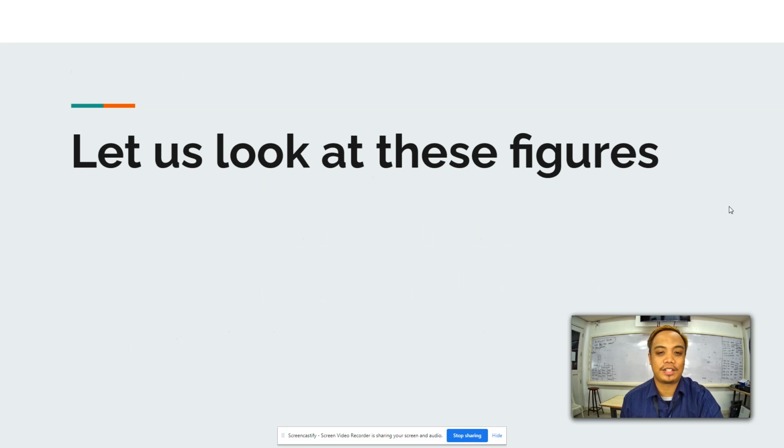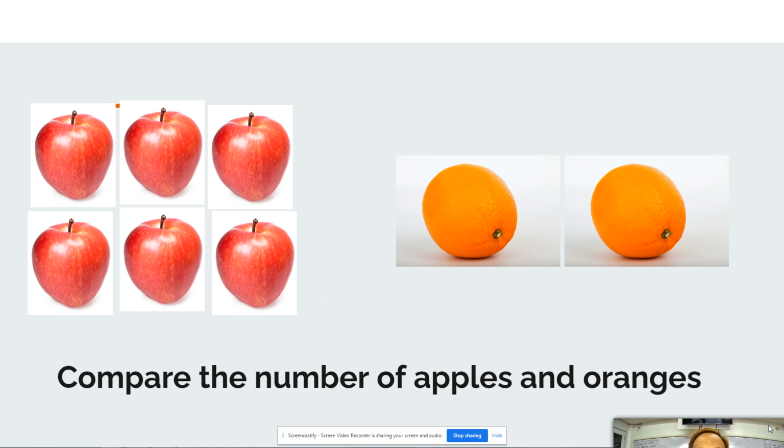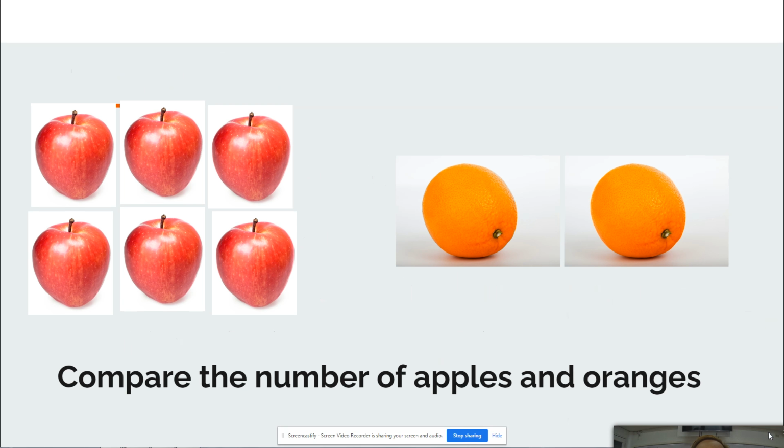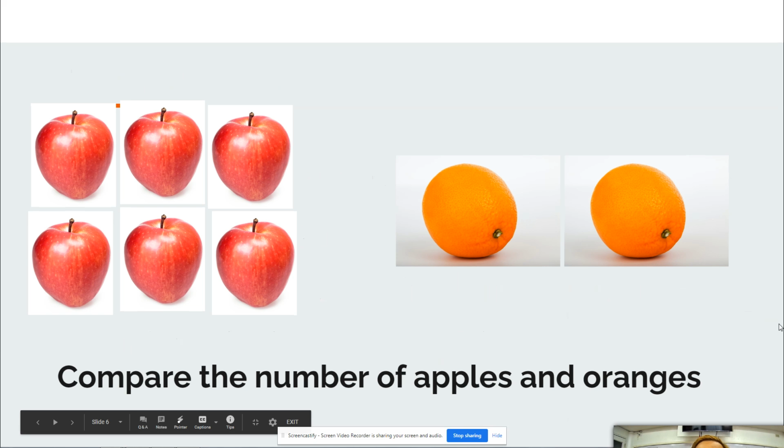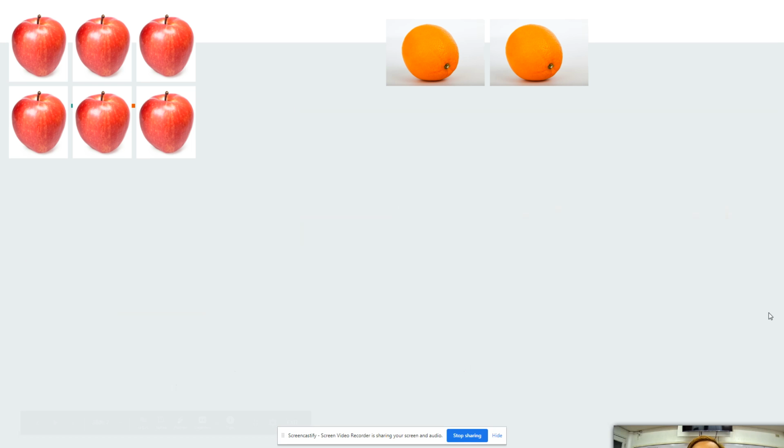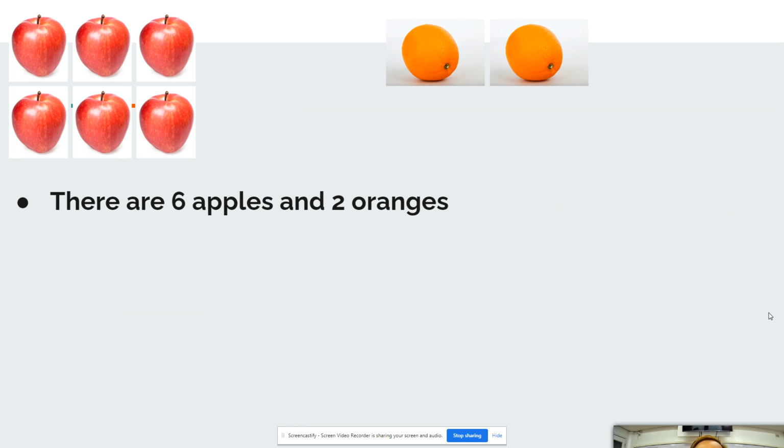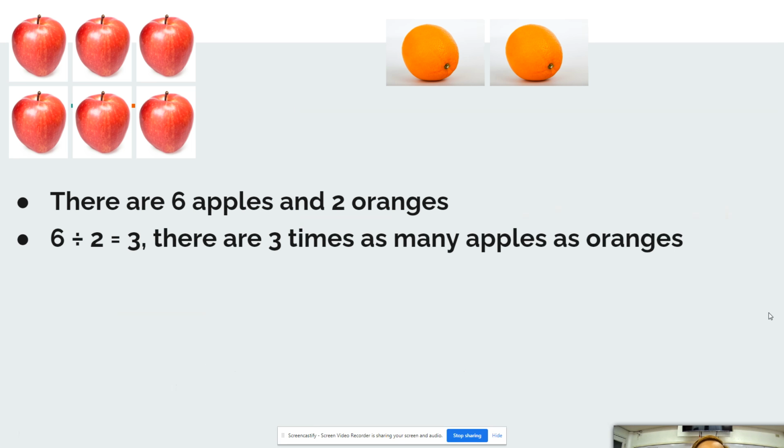Let us look at these figures. As you can see, there are 6 apples and 2 oranges. So we have to compare the number of the apples and the oranges. We can say that there are 6 apples and 2 oranges, obviously. 6 divided by 2 is equals to 3. It means that there are 3 times as many apples as oranges.